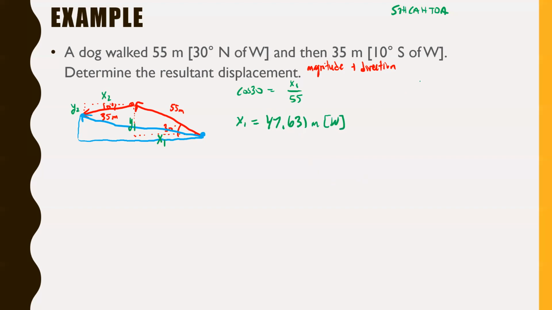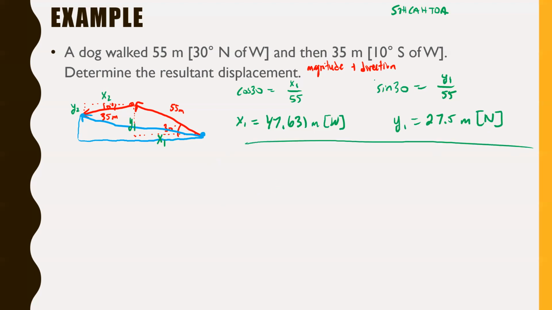y1 is the opposite side. Opposite's going to use sine. So we're going to have sine 30 equals y1 over 55, multiply by 55 on both sides, and you're going to get a very nice number, 27.5 meters, and that looks like it's to the north. There we go. Okay, moving on to our 2's now, x2 and y2.